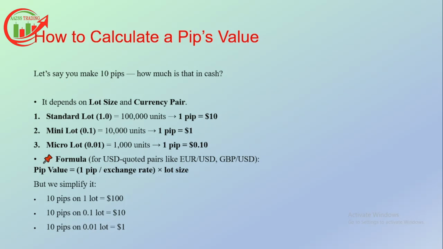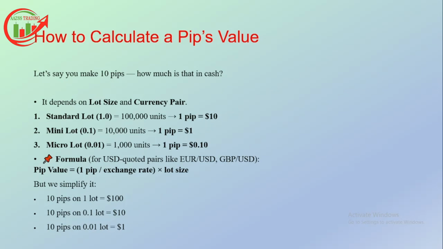Now I'm entering the market with a standard lot, which is 1.0, and the market moves 1 pip. When the market moves 1 pip, I make $10. Market moves 10 pips, I make $100. Market moves 100 pips, I make $1,000. You understand that? That is for standard lot size.